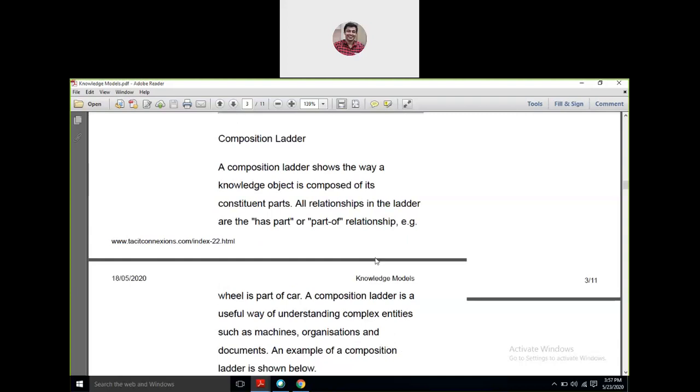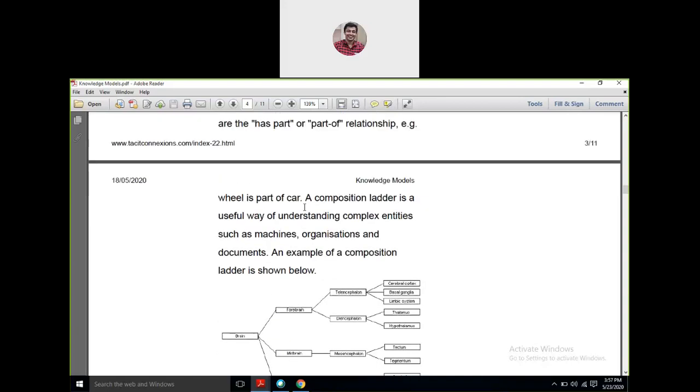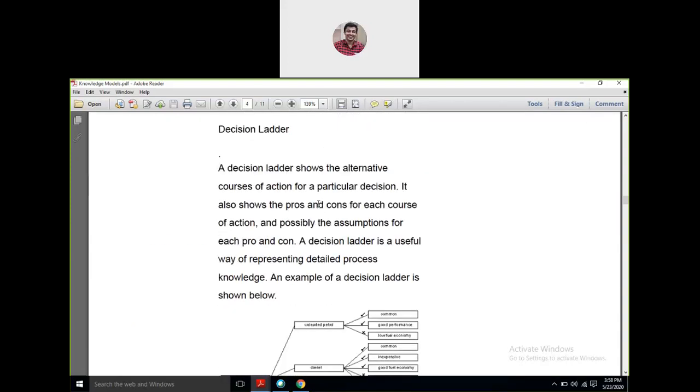Likewise, we do have the composition ladder. In the case of composition, you do have the brain. The brain has certain parts. They don't belong to it; they are the parts of it. If you break it open, you can have the forebrain, midbrain, and hindbrain. And this forebrain can have other parts. So I can simply dissect, bisect, and trisect these things into many parts. This type of ladder structure is what we call the composition ladder, right? Then comes the decision ladder.